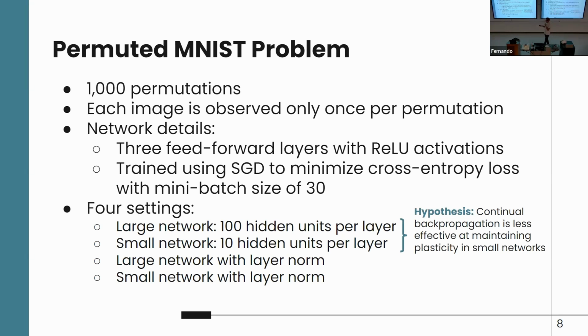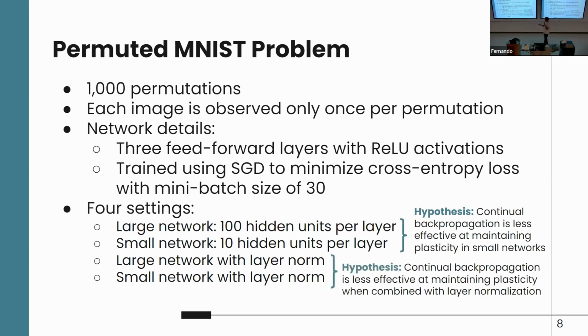The second hypothesis was that continual backpropagation is less effective when combined with layer normalization. This is just based on prior empirical observations. There hasn't been a systematic study about this. And layer normalization is such a popular technique that this is actually something that we would like to know. So this is why I chose these 4 different settings.